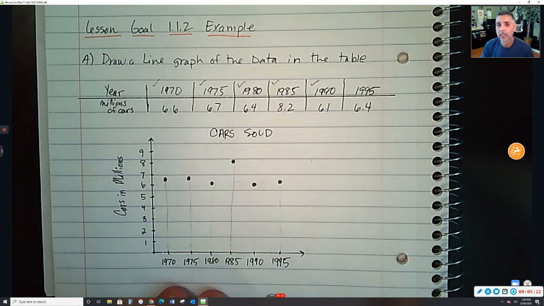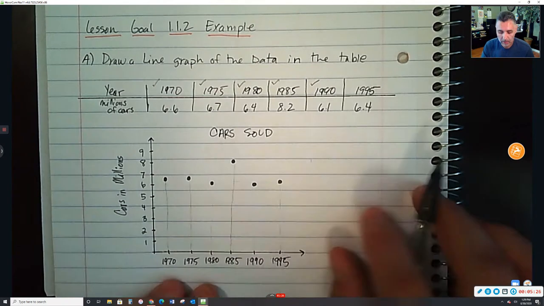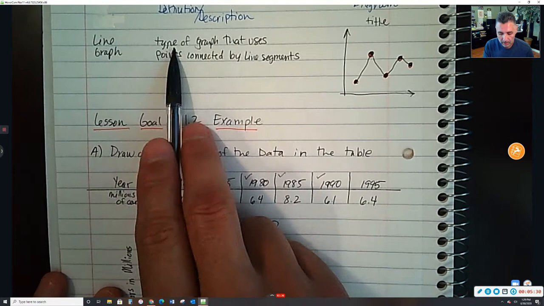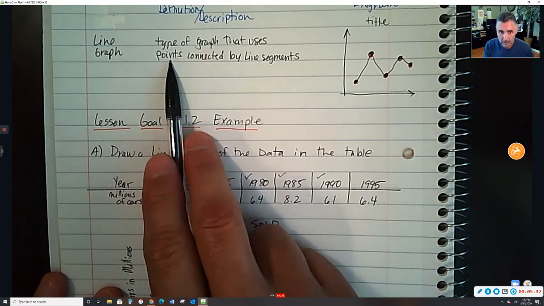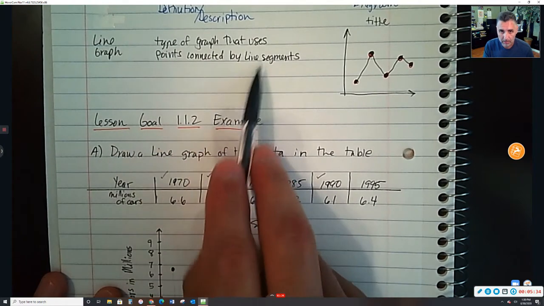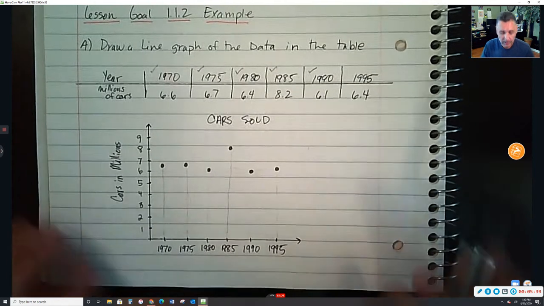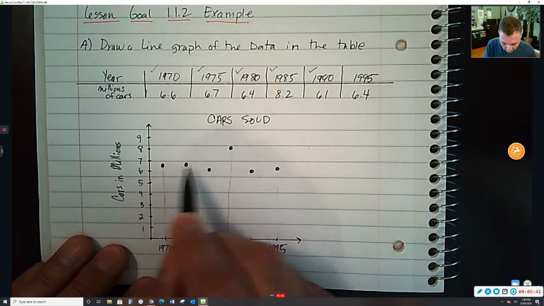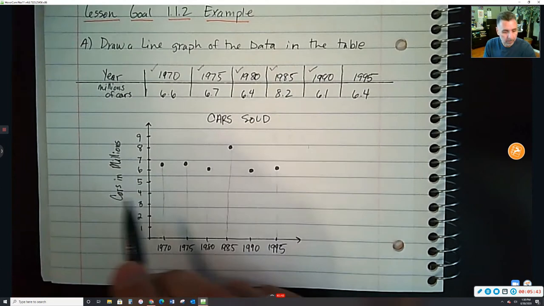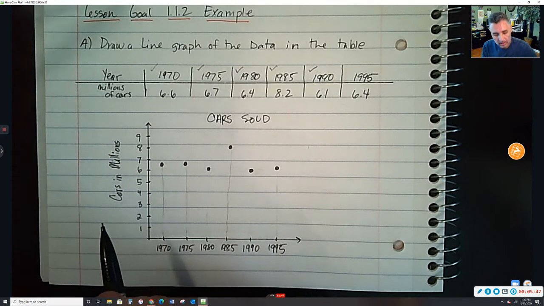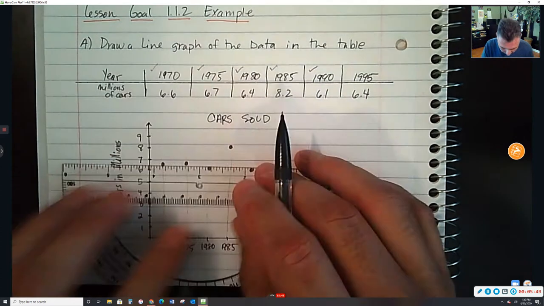So now after you're done plotting all the points, then you just connect them with line segments. Because again, look at the definition. It's a type of graph that uses points connected by line segments. So we have our points. Now we need our line segments. You can use a ruler to make these lines a little bit nicer. I'm going to use one.